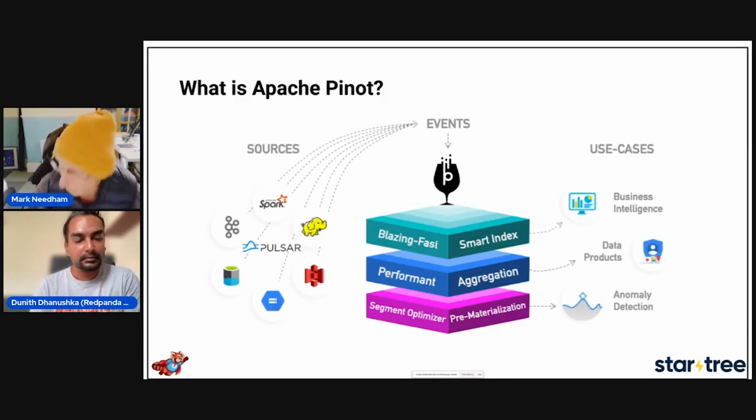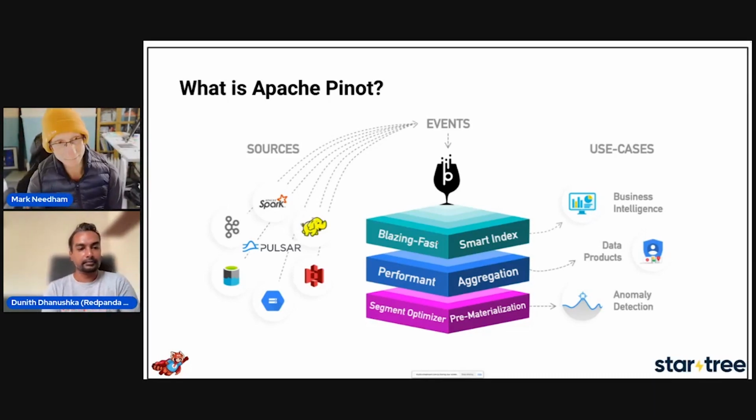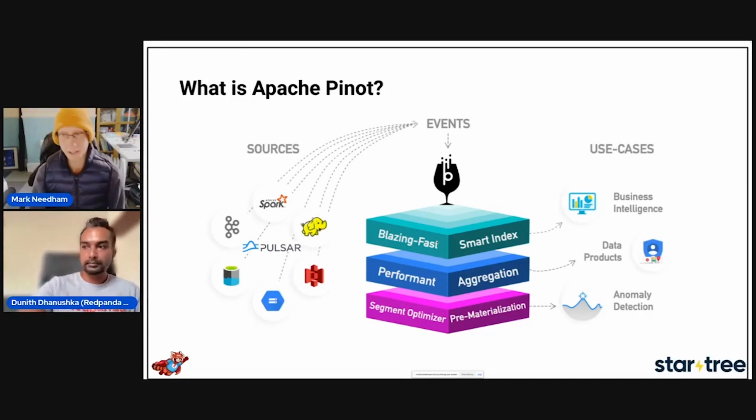Okay, let's carry on. So that's Redpanda, and the next thing is what is Pinot. Pinot sort of sits in the middle. It's an OLAP database. As Dunith said, it can ingest data from streaming platforms such as Redpanda, Pulsar, Kafka, whichever one you're using, and then it takes that data. It can pre-aggregate the data, it can put indexes on it, and it effectively gives you a SQL interface.